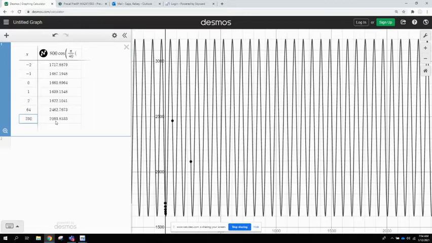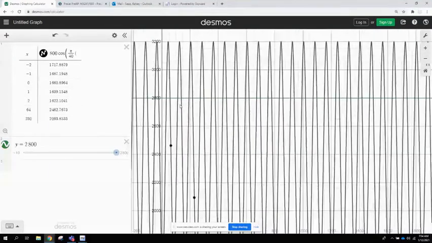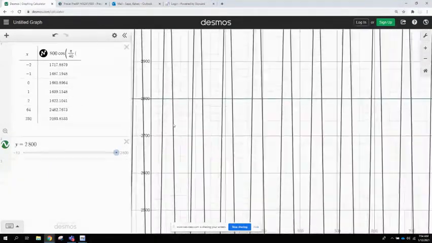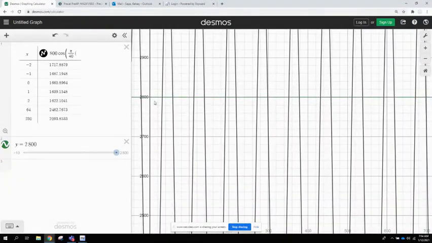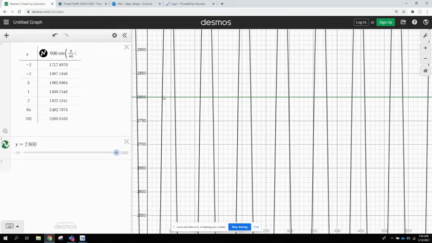The next piece asks us to find the first time when his distance is 2,800 miles from the planet. So what I want to do now is figure out where is 2,800. I'm going to do y equals 2,800, and that'll give me this line here. I'm going to zoom in. Here's my y-axis. So the first time he hit 2,800 miles is right here. We need to figure out this coordinate.